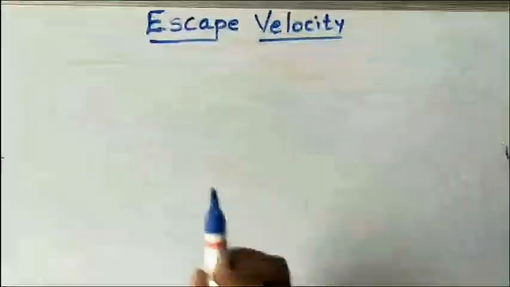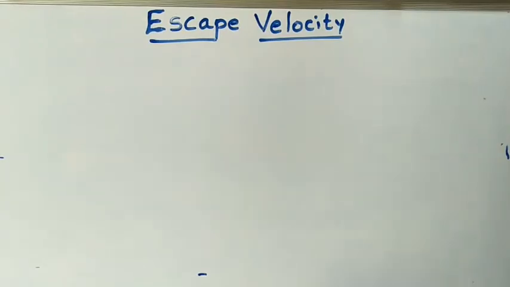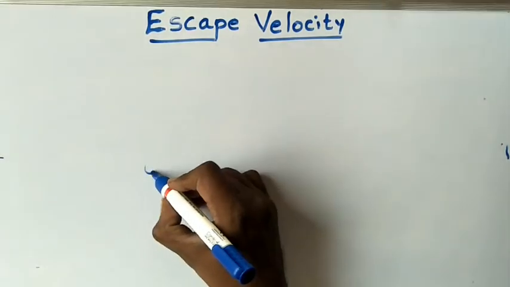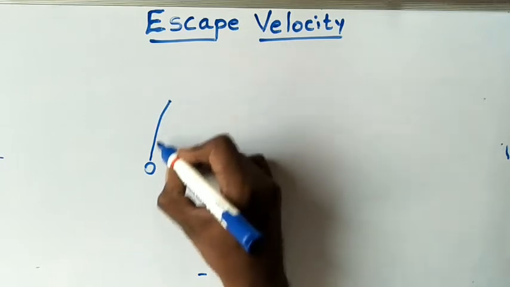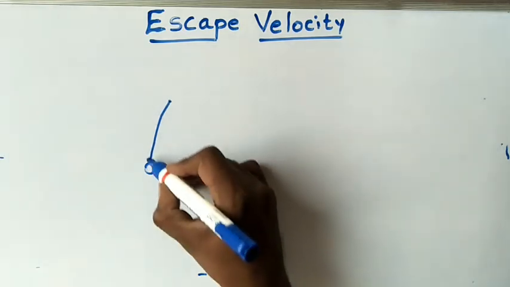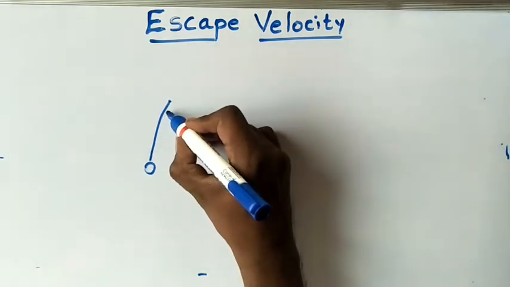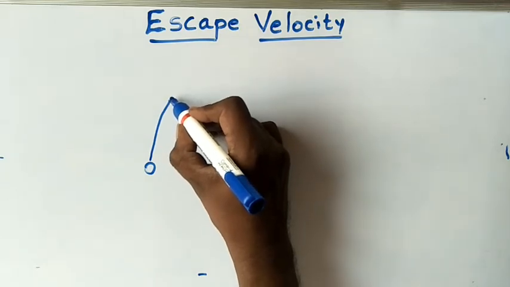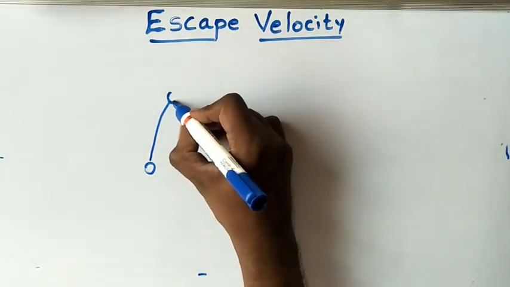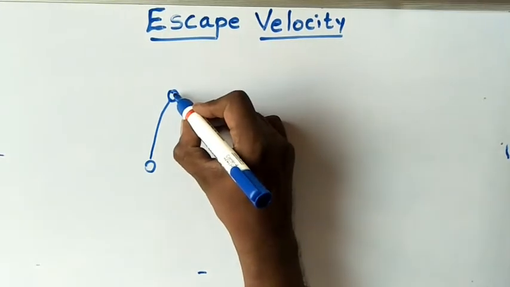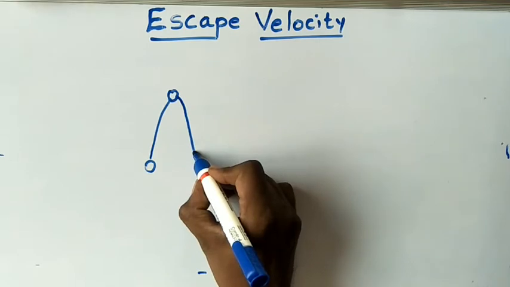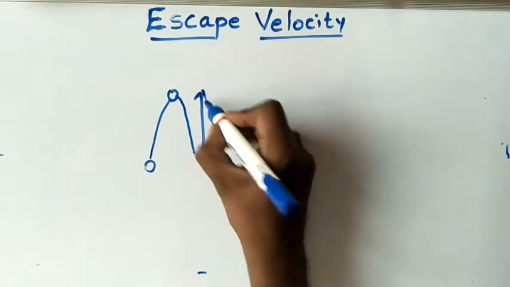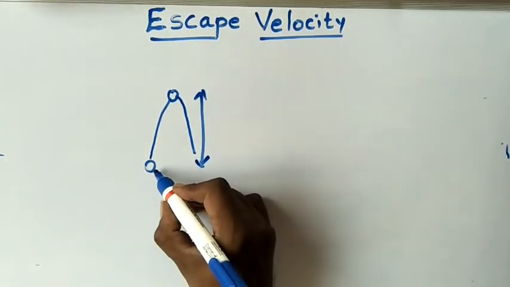Escape velocity. Now let me tell you what you mean by escape velocity. When a ball is thrown upward, its velocity decreases because it goes up due to gravitation. Now here the velocity becomes 0 after reaching a certain height, and after that the stone falls down. So here its maximum height depends upon the initial velocity.